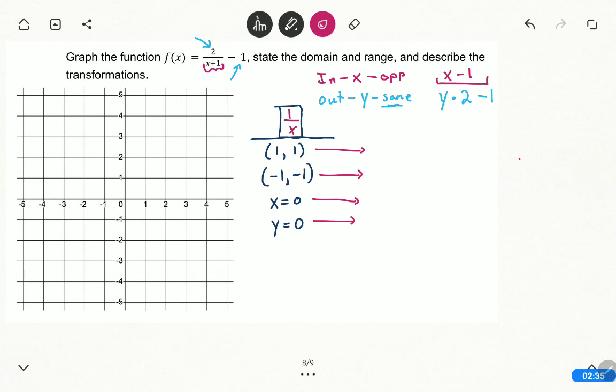So I'm going to take all my x values and subtract 1. So 1 minus 1 is 0. My second ordered pair, negative 1 minus 1 is negative 2. And for my asymptote, it has a value of 0 for the x asymptote. So it's going to be x equals 0 subtract 1, negative 1. So I've taken care of all my x stuff.